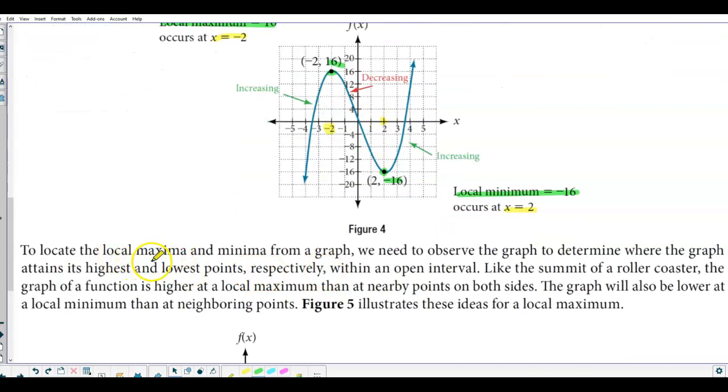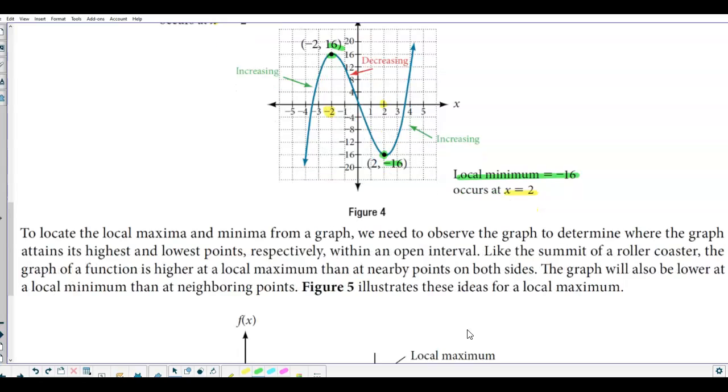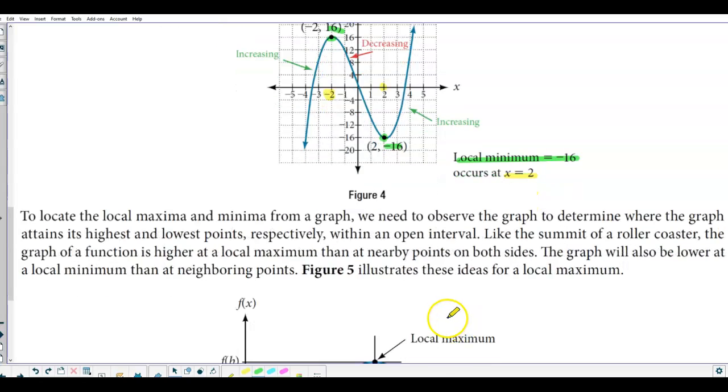Now, to locate the local maxima and minima from a graph, we need to observe the graph to determine where the graph attains its highest and lowest points, respectively, within an open interval. Like the summit of a roller coaster, the graph of a function is higher at a local maximum than at nearby points on both sides. The graph will be lower at a local minimum than at neighboring points.